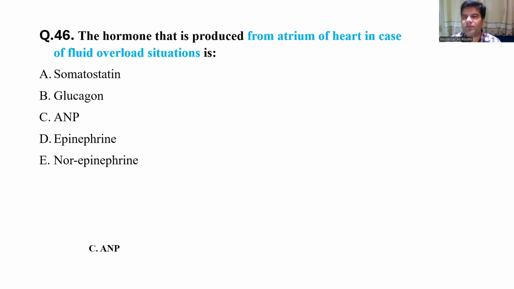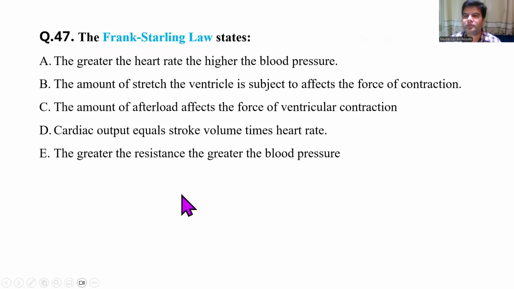This hormone is produced when we have too much fluid in our body, and this hormone will cause loss of sodium and water in urine. Hence, by negative feedback, it will tend to decrease the fluid volume in our body.